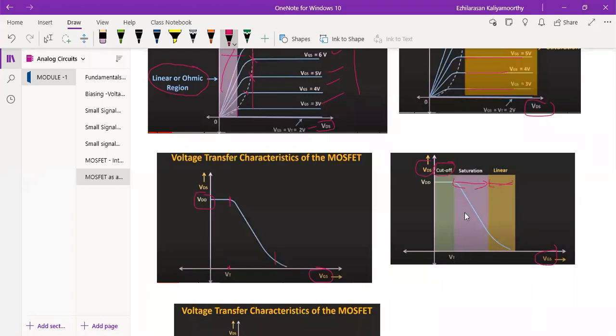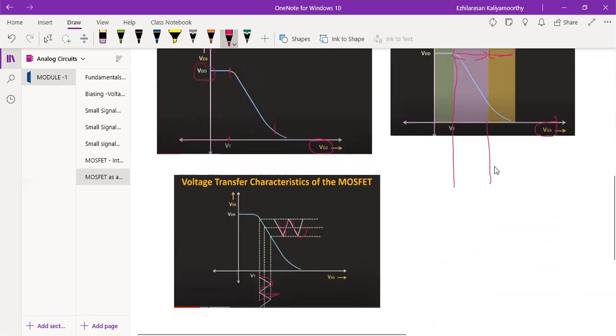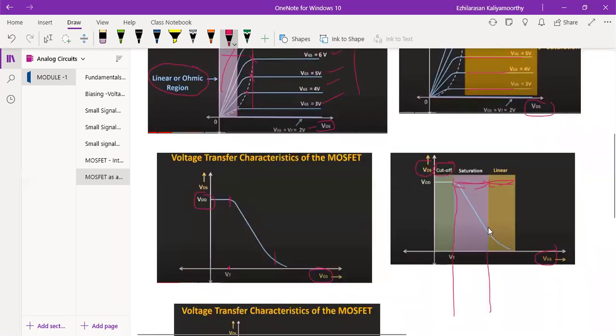So now we are going to apply a small signal here. See, same diagram, same thing. This is nothing but the small signal we are applying. We'll get the amplifier output during the saturation region, because only during this saturation region will I get the larger signal variations. So that is the reason we are using the MOSFET as an amplifier in the saturation region.